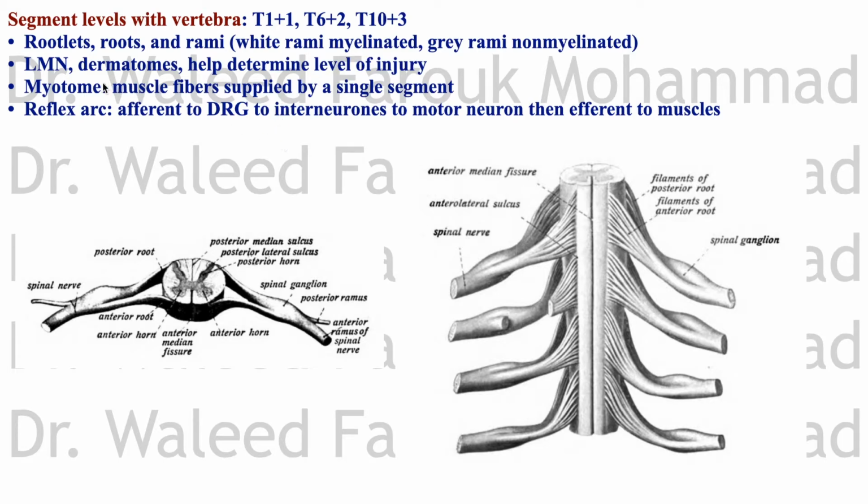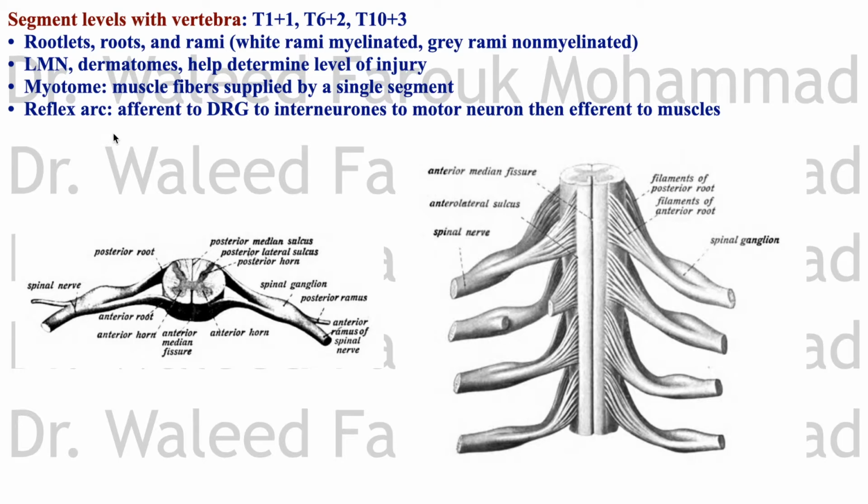The lower motor neurons lie in the anterior horn of the gray matter of the spinal cord, and in each segment you can detect the level of, for example, spinal cord injury by examining the piece of skin supplied by a certain segment. This is called dermatomes. It means the sensory map on the surface of the skin. It helps to determine the level of the injury if you suspect an injury in the spinal cord.